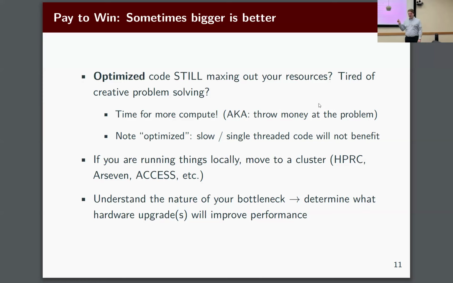And I'll say optimize, meaning that if you have a slow single-threaded piece of code and you stick it on the cluster, it will actually run slower. And that's just because of how clusters are configured. So really, your code has to be at least a little bit optimized before pay to win will take effect here. So if you're running things locally, especially on a laptop, first thing I would suggest, maybe try running it on a desktop if you have access to one. If not, go straight to the cluster, right? HPRC, R7, no longer the old stat department cluster, rest in pieces.